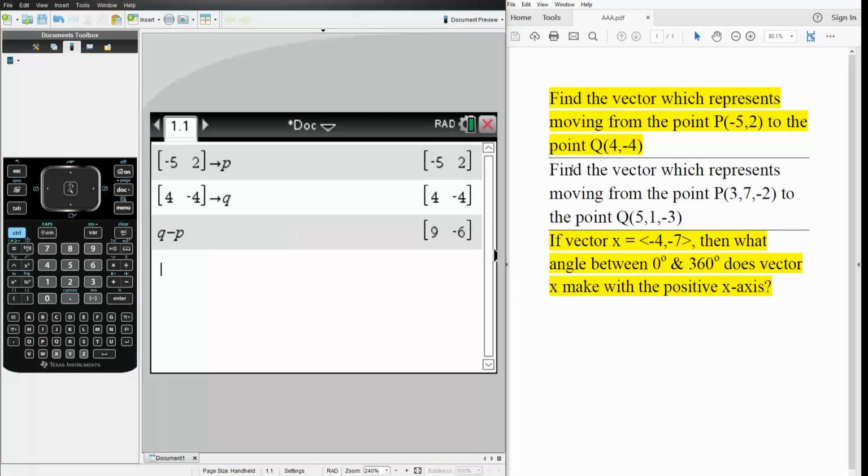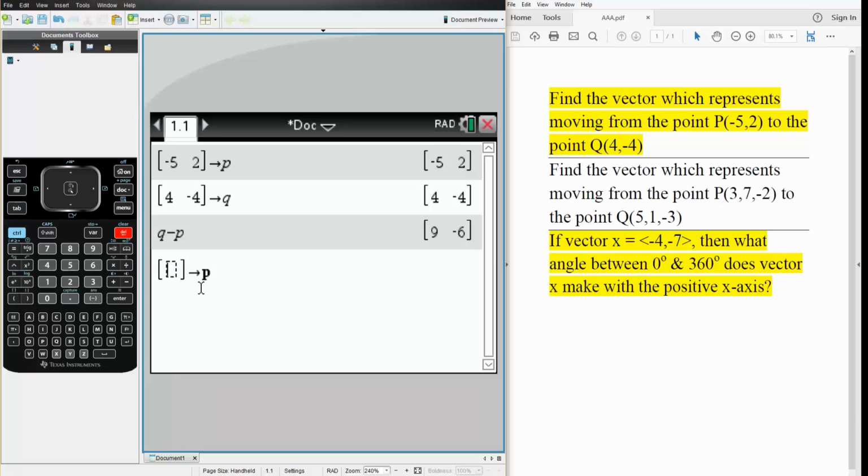Next, we'll do the exact same thing for this problem, but instead of having x and y, we'll have x, y, z. So find the vector which represents moving from the point P, which is (3, 7, -2), to the point Q, which is (5, 1, -3). And so we need to redefine our P and redefine our Q. So let's go back to the top, and we'll simply redefine it.